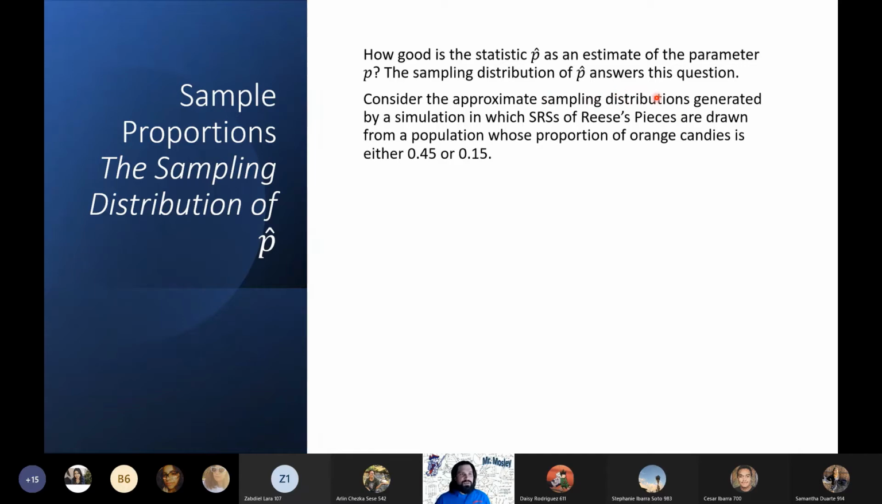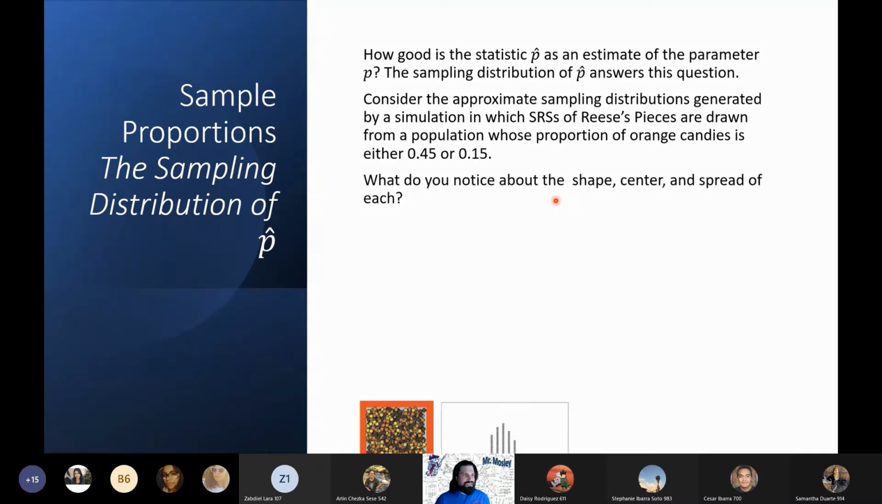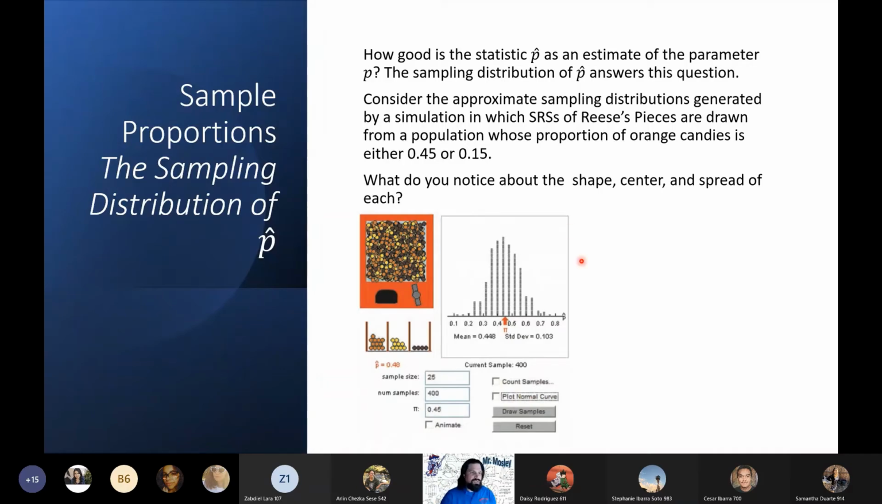Consider the approximate sampling distributions generated by a simulation in which SRSs of Reese's Pieces are drawn from populations whose proportion of orange candies is either 0.45 or 0.15. So we have two different populations of Reese's Pieces. And we want to think about, what do we notice about the shape, center, and spread of each?